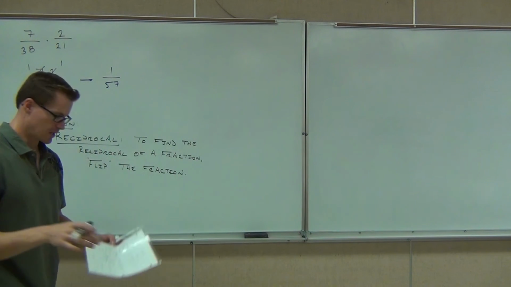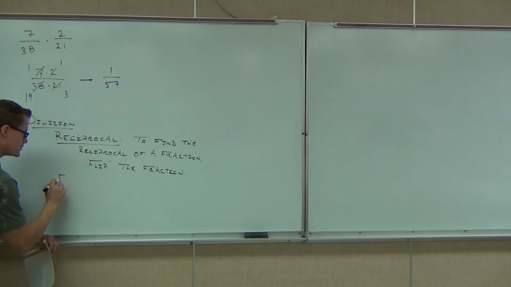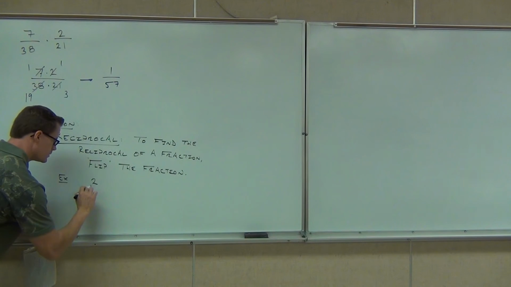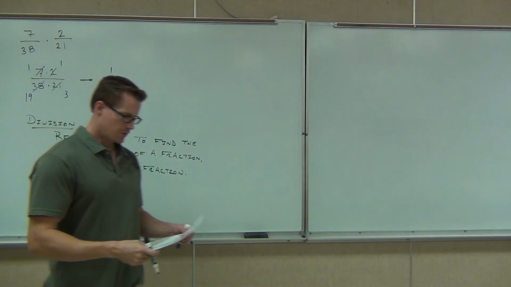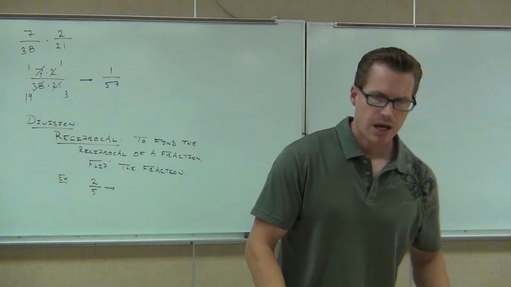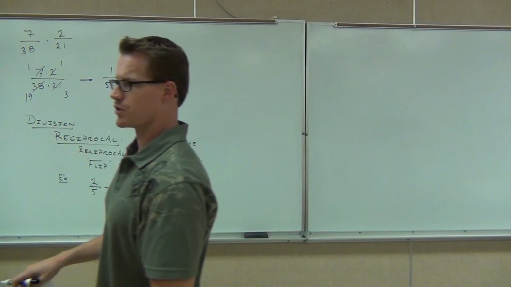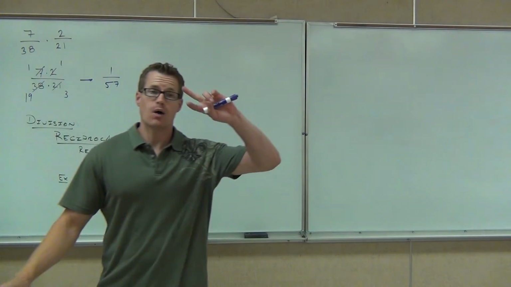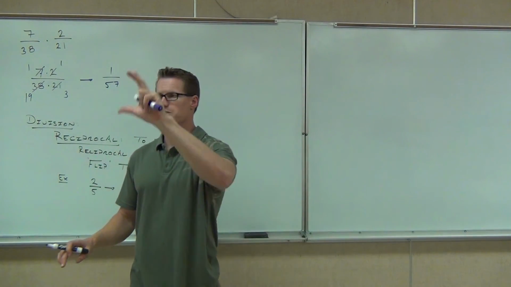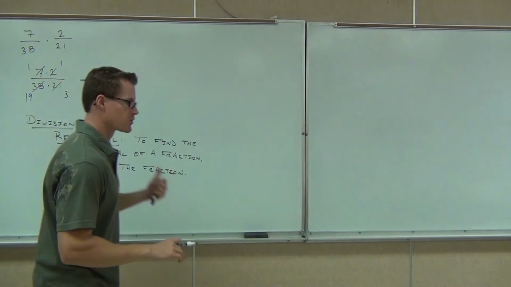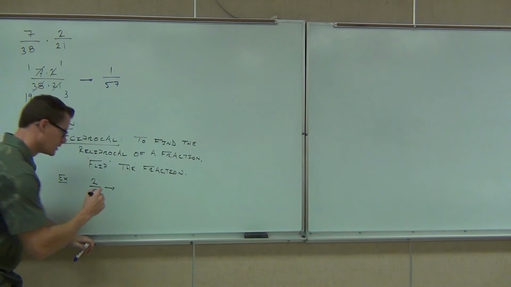Okay, let's try several examples here. First off, let's do the fraction 2/5, and we're going to be looking for the reciprocal. The reciprocal just says you're taking that fraction, I want you to flip it over. So the numerator now becomes the denominator, and the denominator becomes the numerator. Can you tell me instead of 2 over 5, what am I going to have as the reciprocal? Perfect.